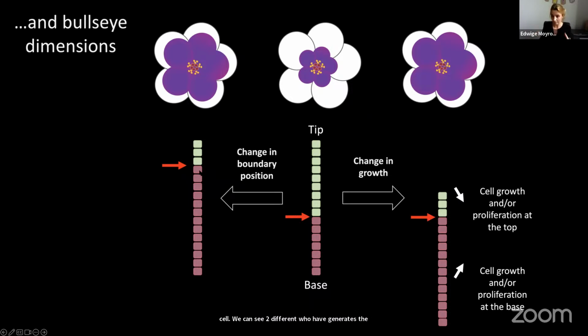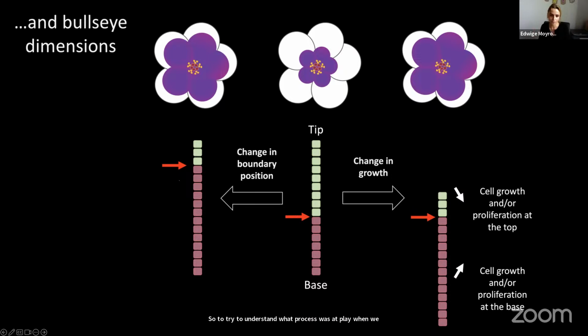Either you can modify the patterning mechanism. So now the boundary is specified higher up along the base to tip axis of the petal. Or you can maintain the patterning mechanism as in the reference line, but instead you change growth either side of the boundary, either by modifying cell expansion or cell proliferation. For instance, if you reduce growth in the top and expand growth in the bottom, you can generate a bigger bullseye.